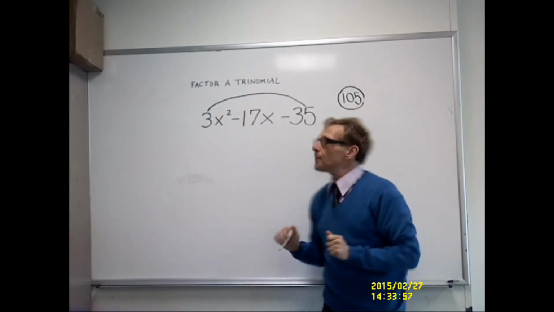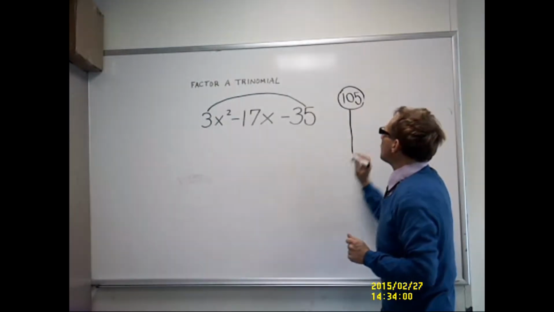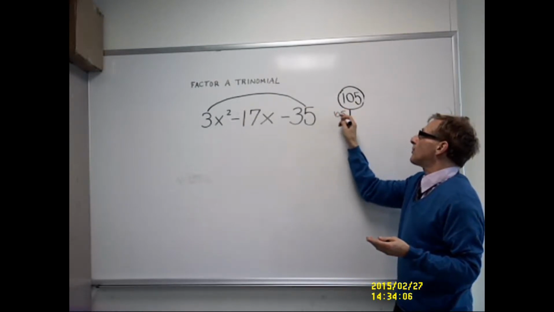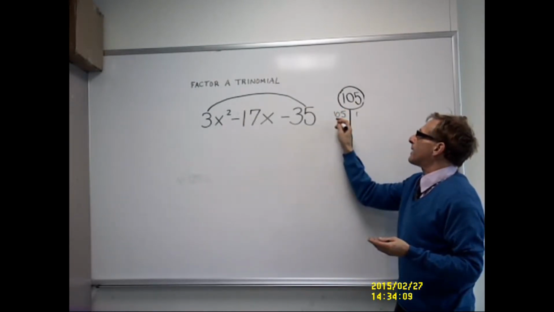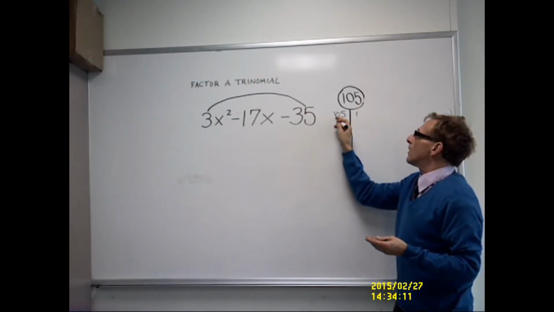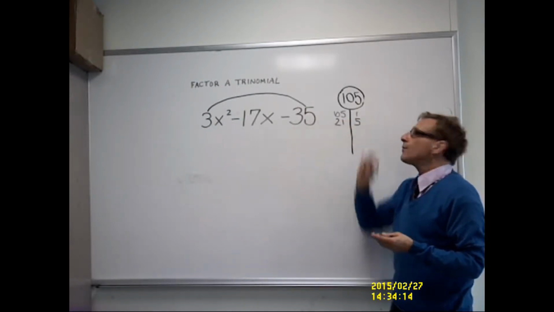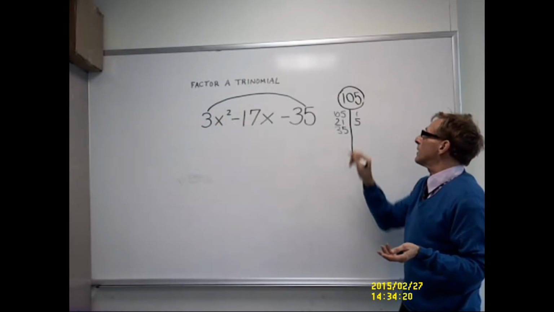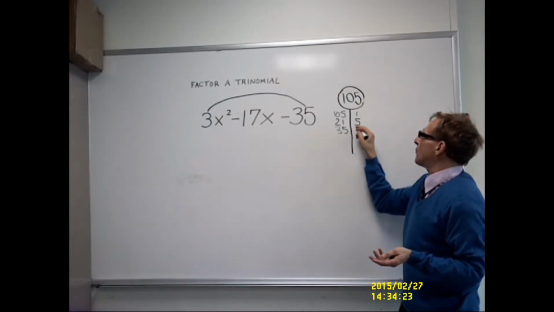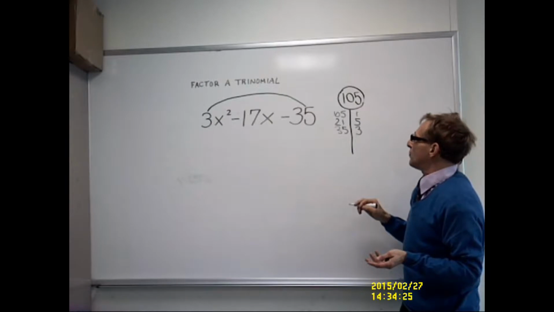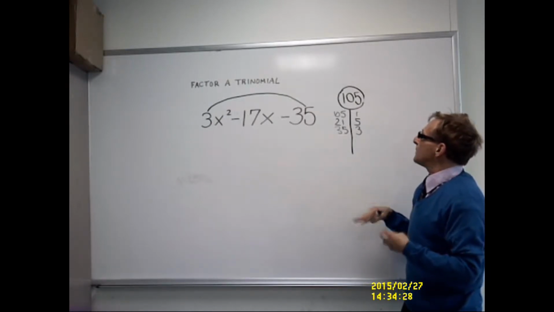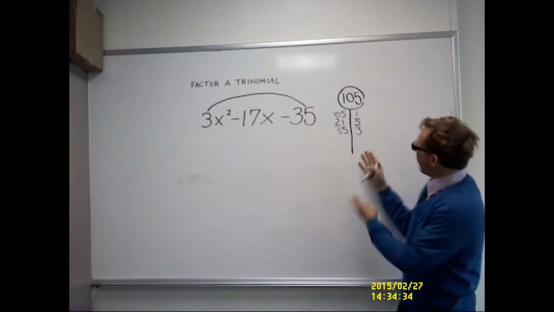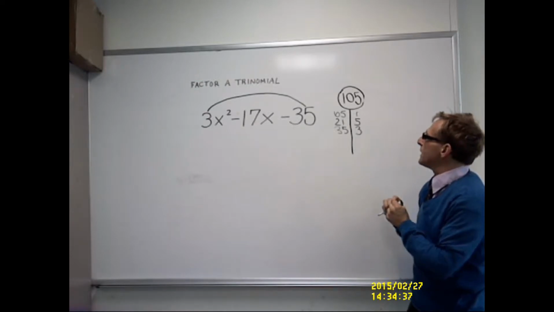Then what I do is I get my multiples for 105. So I have 105 times 1, and I have 21 times 5 would give me 105. 35 times 3 gives me 105. And I keep looking until I get all the multiples. I think that's about it for 105.